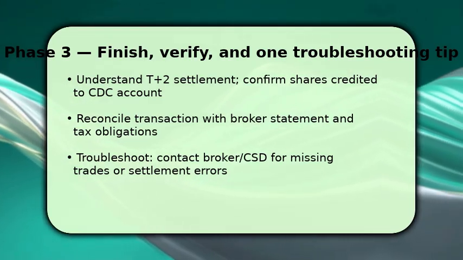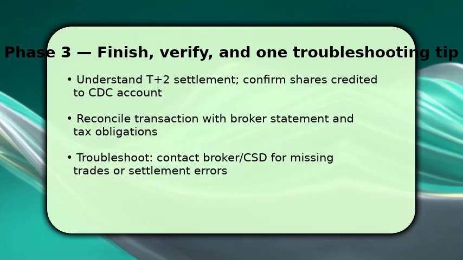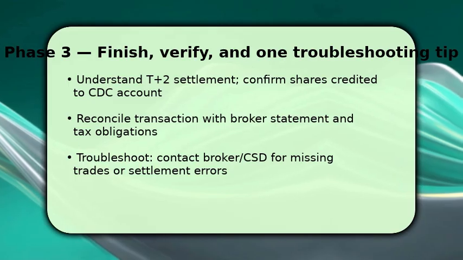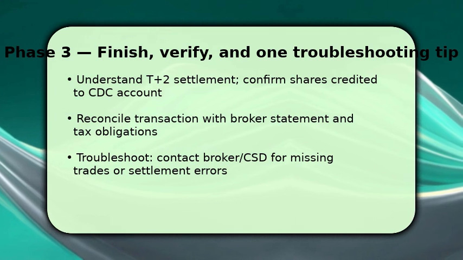If something goes wrong, no confirmation, wrong quantity, or failed settlement, contact your broker immediately and escalate to the central depository company. Keep transaction ID and screenshot.